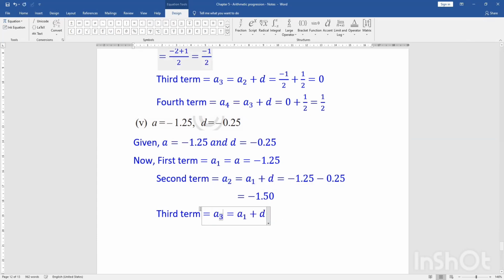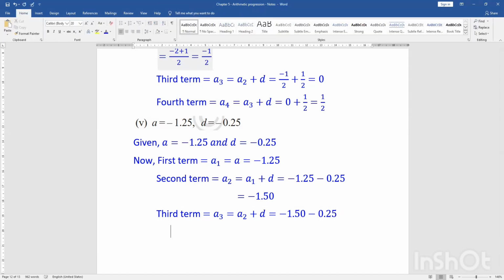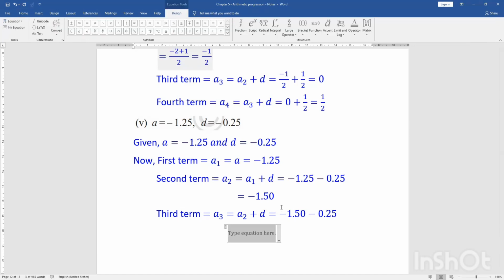Then we have the third term, A3, which is equal to A2 plus D, which is nothing but minus 1.50. And then what is the D value? D value is minus 0.25. So what do you get from this? It's equal to minus 1.75.